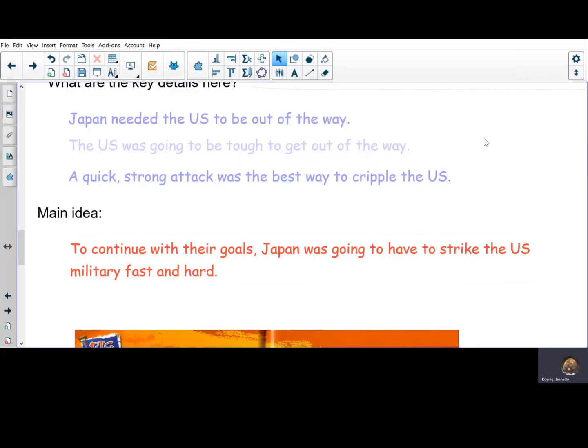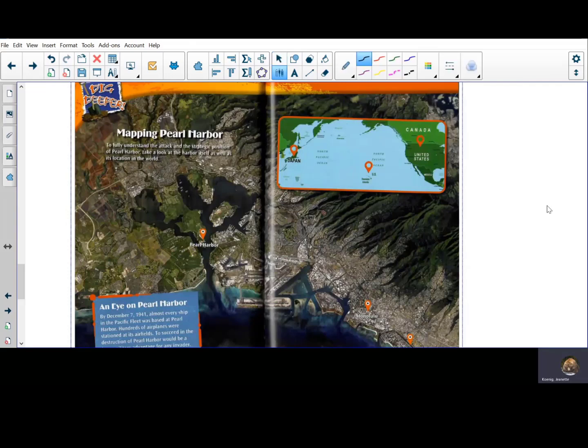We can sum that up as, to continue their goals, Japan's going to have to strike the US military fast and hard. We see elements of this main idea in the sentences here, like fast and hard, but no one sentence captures it all. Now to help you picture things, we have these maps.